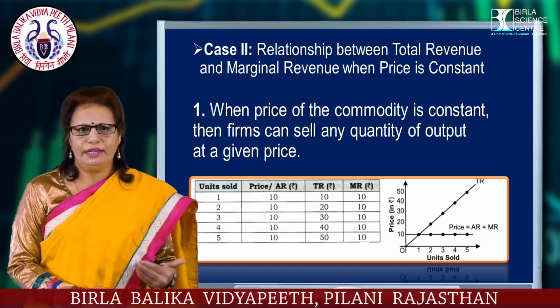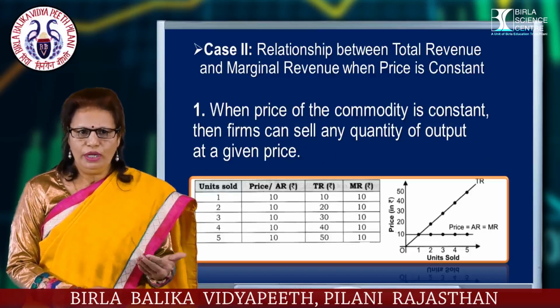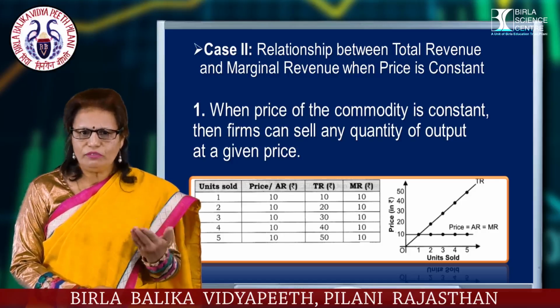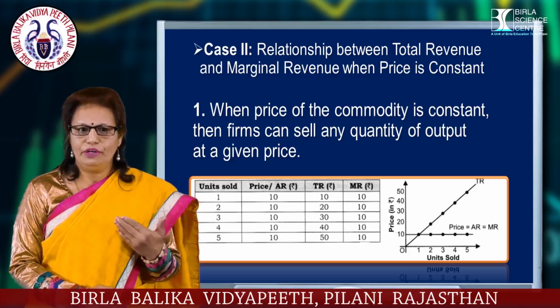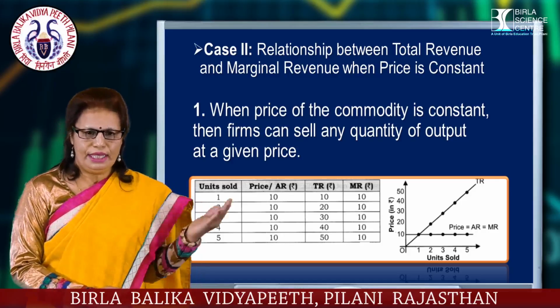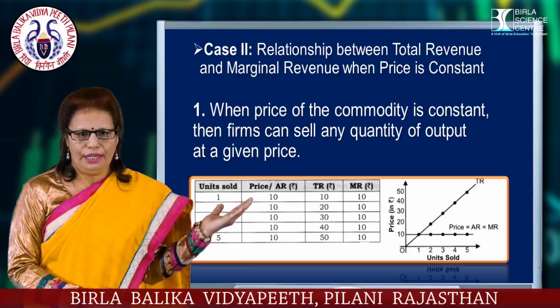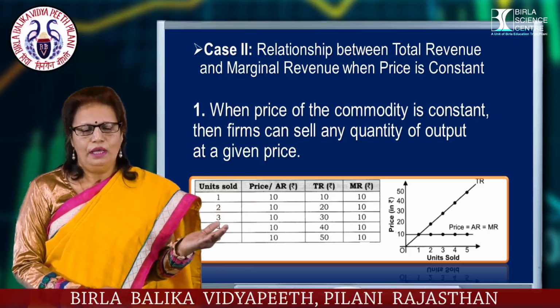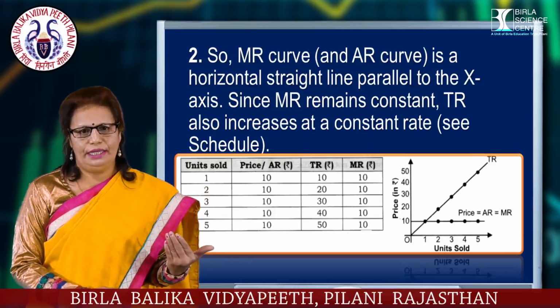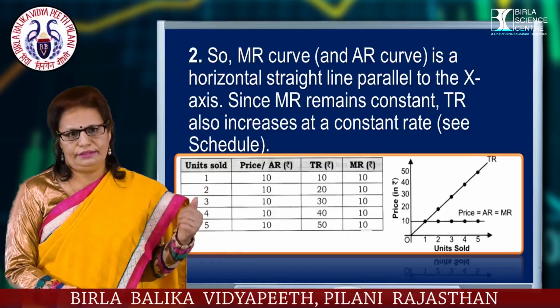Now the second case, relationship between total revenue and marginal revenue when price is constant. When the price of the commodity is constant, then firms can sell any quantity of output at a given price, as you can see in the schedule and diagram. So the MR curve and AR curve are a horizontal straight line parallel to the x-axis.